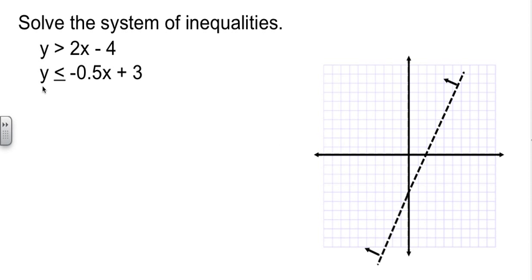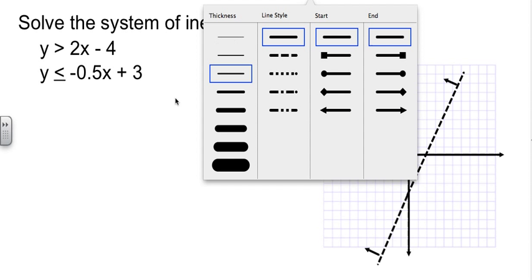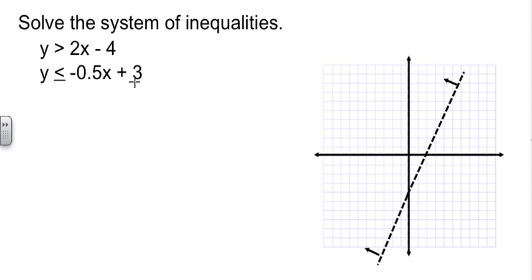Now we're going to graph the second line. y is less than or equal to negative a half x plus 3. This one is less than or equal to, so I need a solid line. And it's going to give me a solid line, so that's good. The intercept is at 3. So we'll start here, down 1 over 2, down 1 over 2, down 1 over 2, and then I need to go the opposite direction, so up 1, back 2, and it looks something like that.